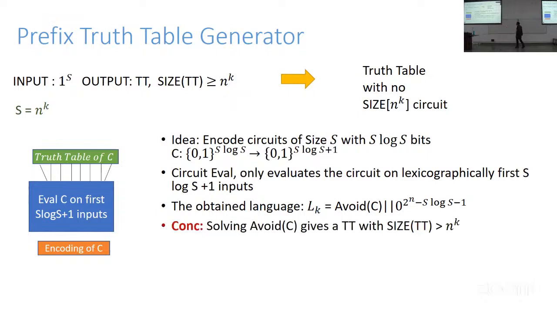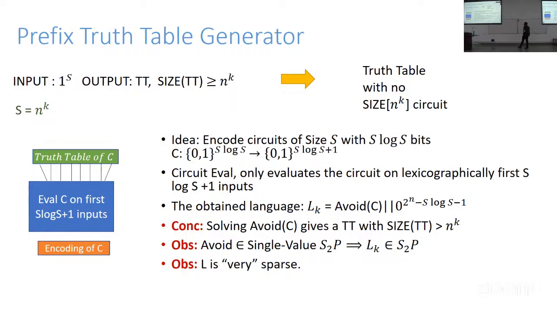Okay, first conclusion. If I solve Avoid, immediately I get a truth table. This truth table I get over here has no circuit of size n to the k. I'm guaranteed this. But again, every time I call Avoid, I get a different solution. So if I have single value Avoid, if I apply the single value S2P algorithm, I now get a specific language. It's well defined because I always get the same prefix bits. That's the whole point of the single value. And the main observation here is that this is very, very sparse, because the bulk of the language is a bunch of zeros at the end.